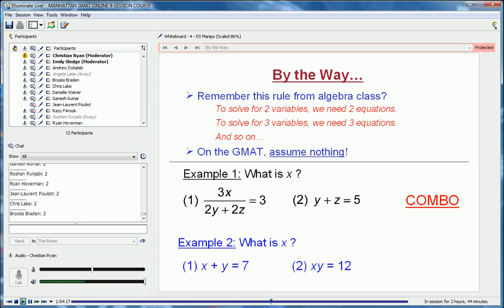Danielle, jump on the mic and talk about what you did and how you thought about it. I combined and I solved for y, and you get y equals 4 or 3, so then x would equal 3 or 4. So it's not conclusive, therefore I got E.